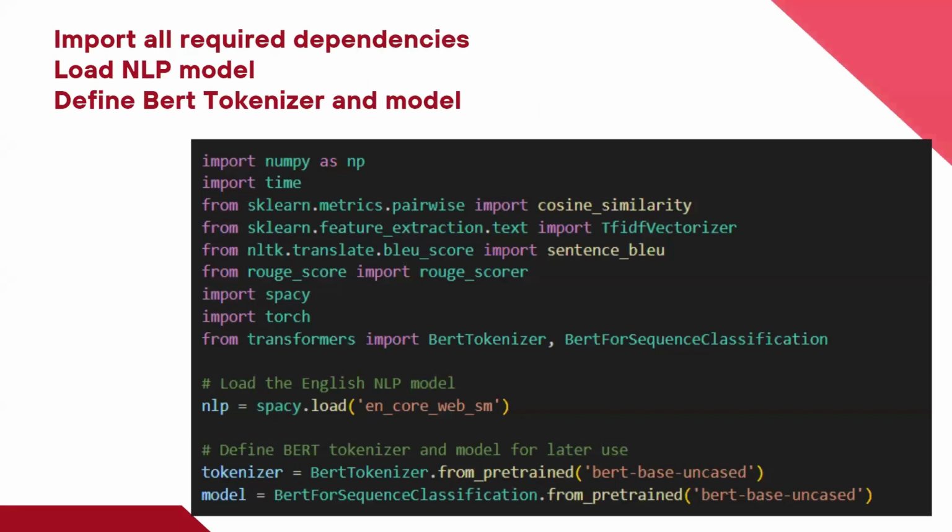So let's start by importing necessary libraries: NumPy for numerical operations, time for measuring latency, cosine similarity and TF-IDF vectorizer from sklearn for calculating relevance scores, sentence BLEU from NLTK for BLEU score calculation, ROUGE scorer from rouge score for ROUGE score calculation, spaCy for natural language processing tasks like entity extraction, and Torch, BERT tokenizer, and BERT for sequence classification from Transformers for evaluating the faithfulness of the generated answer using BERT. Then load models like the English NLP model from spaCy and a BERT tokenizer and model for sequence classification.